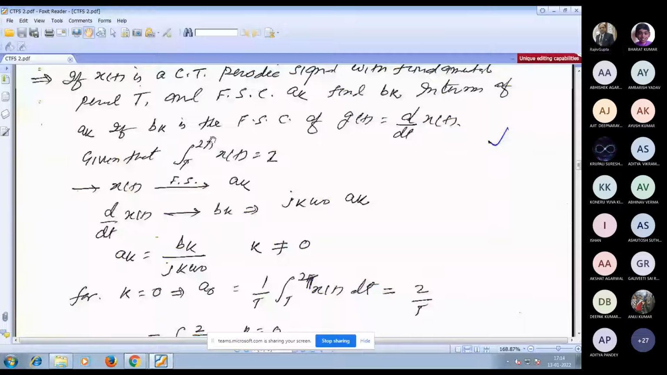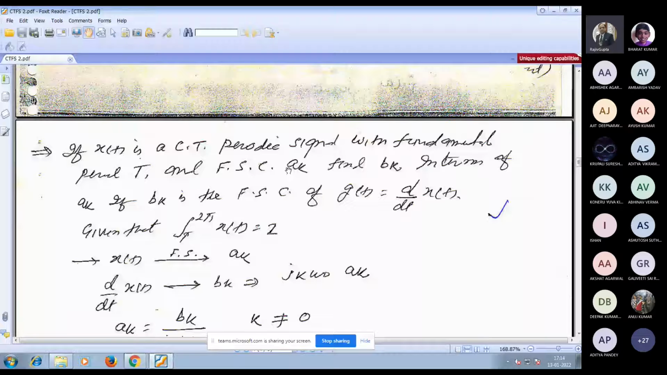What is the question? x(t) is a continuous time periodic signal whose fundamental time period is T and it has the Fourier series coefficient a_k, and let's say b_k is the Fourier series coefficient of another signal g(t) equals d by dt of x(t). Given that the integration from T to 2T of x(t) dt, dt is not written, you can write it over here also. Simply this is the integration of x(t) over a time period from T to 2T equals 2. So you have to find b_k in terms of a_k.